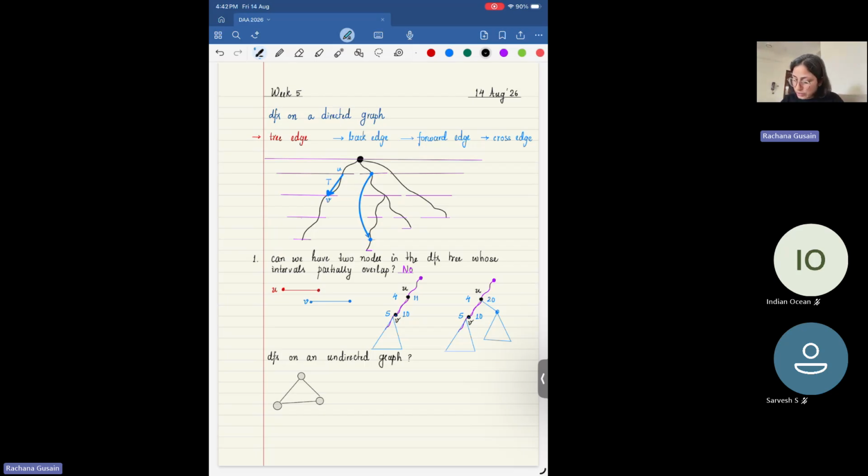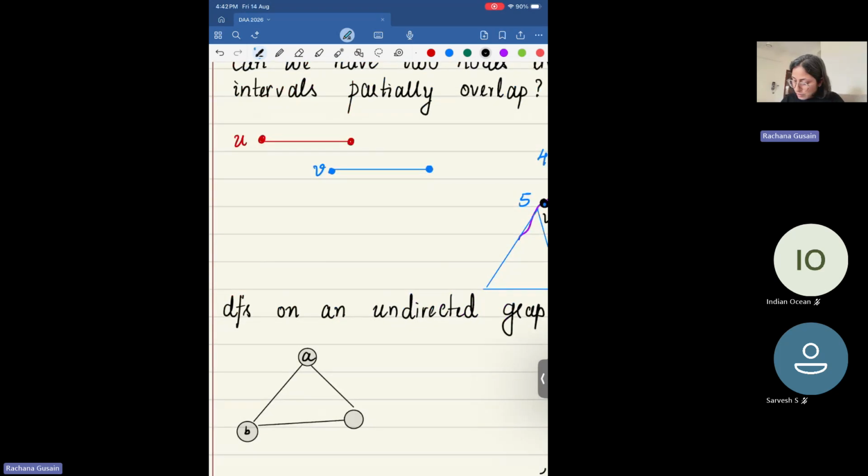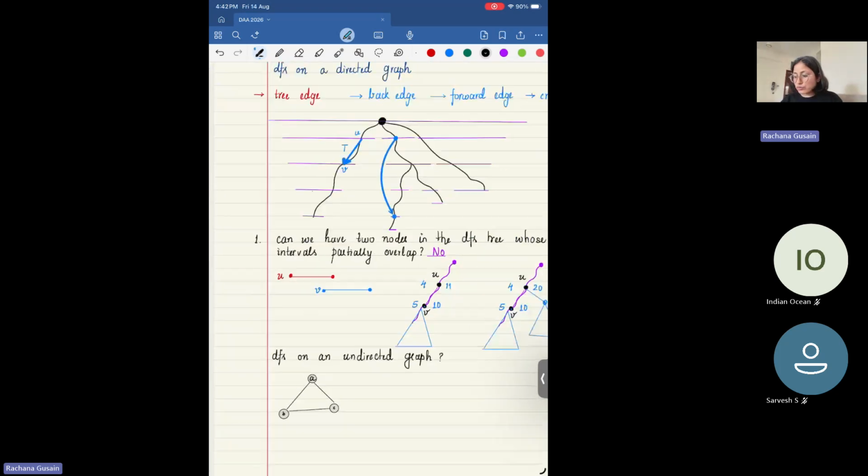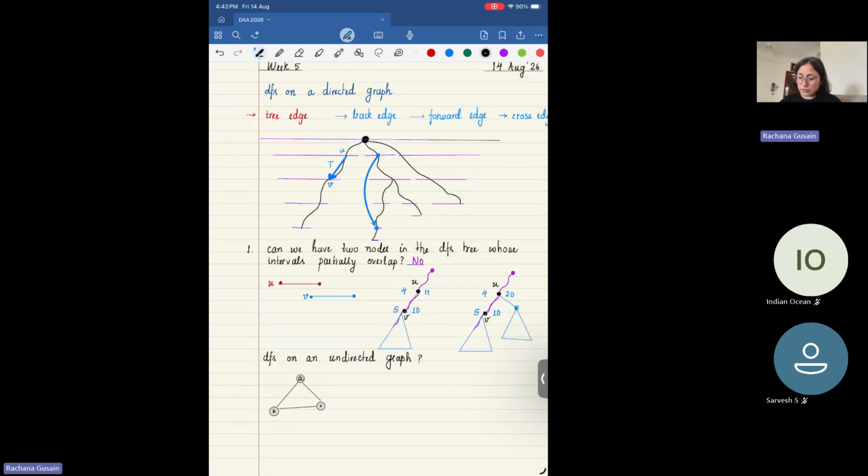Let's say the nodes are labeled A, B, and C, and I want to do a DFS on this. So this is node A, B, and C. It's a complete graph, a triangle graph. Let's say we start with A. You can start with any node here. All are symmetric in the sense that every node has degree 2. It's a complete graph, so let's say I start with A.